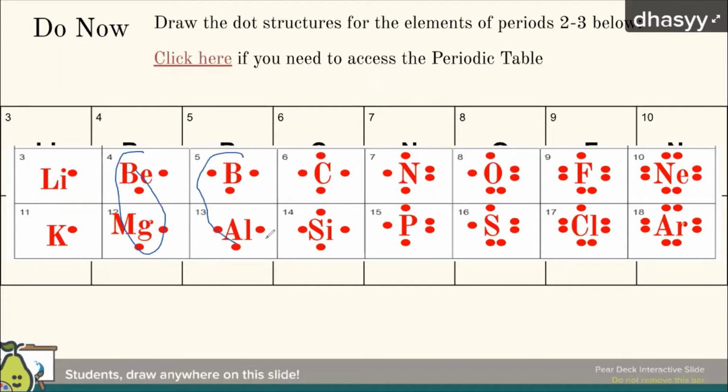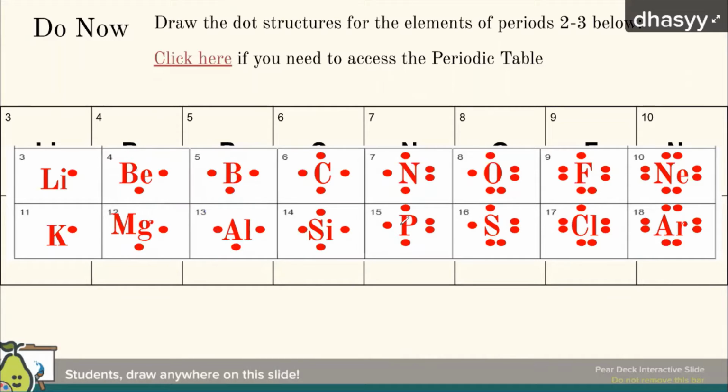Remember, that's because they're in the same group. So when we talked about groups and families, we knew that they had the same number of valence electrons. So since our dot structures are based on valence electrons, that explains why elements in the same group have dot structures that look exactly the same. The only difference is different symbols, clearly, because they're different elements.